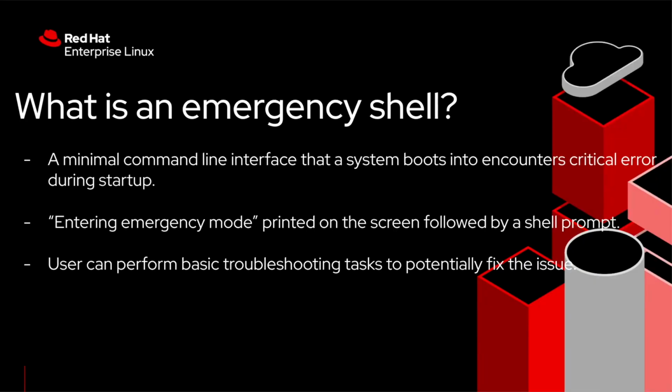So what is an emergency shell? An emergency shell is a minimal command line interface. Sometimes something goes wrong during the init transfer stage of your system's boot process. When this happens, you will see "entering emergency mode" printed to the screen followed by a shell prompt. The dracut emergency shell is an interactive mode that can be initiated while the initramfs is still loaded. This gives you a chance to try and fix things up manually and continue the boot process.